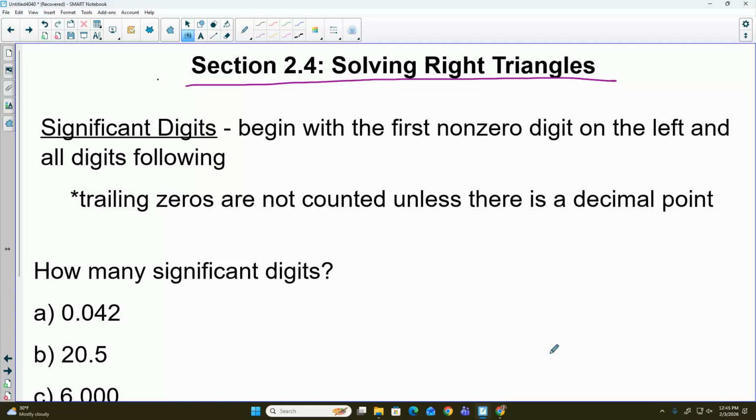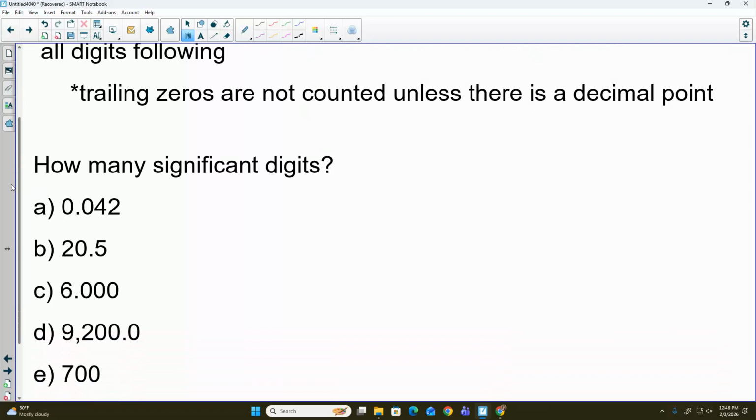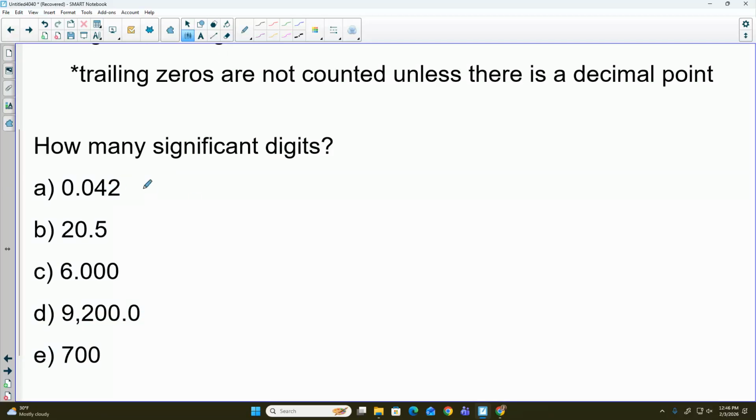Significant digits has slightly different rules. You've done significant digits in your science classes probably, so you might have heard it before. It begins with the first non-zero digit on the left and all the digits following. Trailing zeros don't count unless you have a decimal point. So if I ask how many significant digits this is, it's the first non-zero digit and everything after that. So how many? 2. All right, here, first non-zero digit and everything after it. So that's 3.